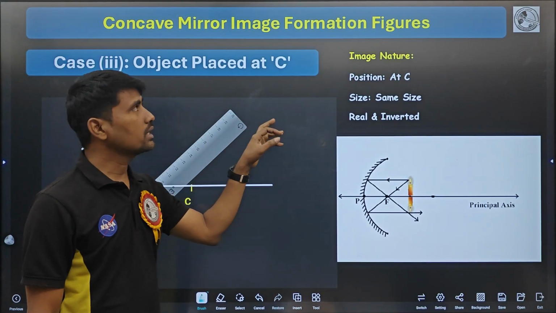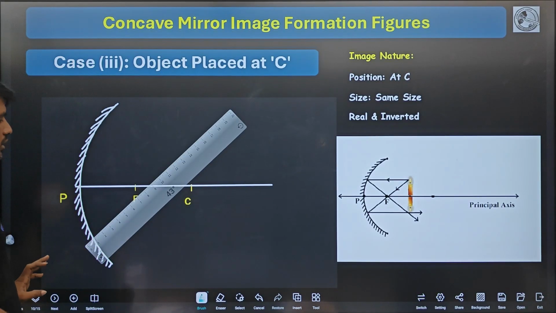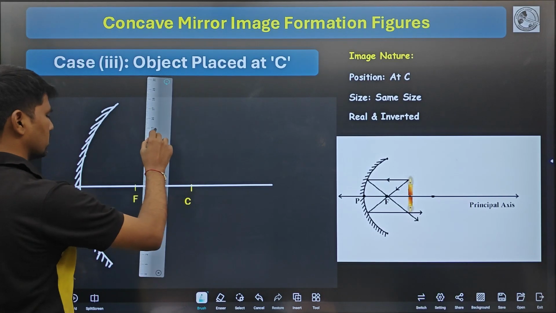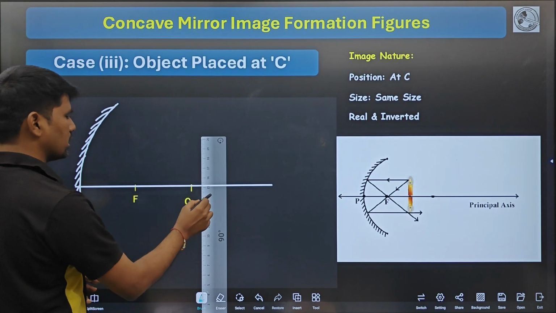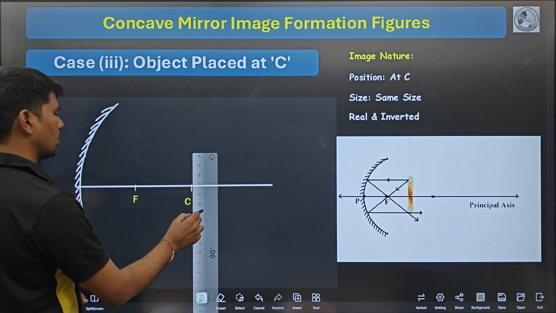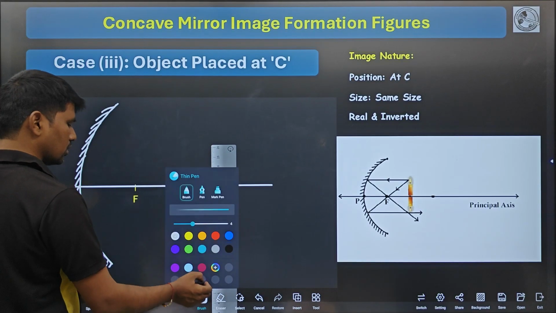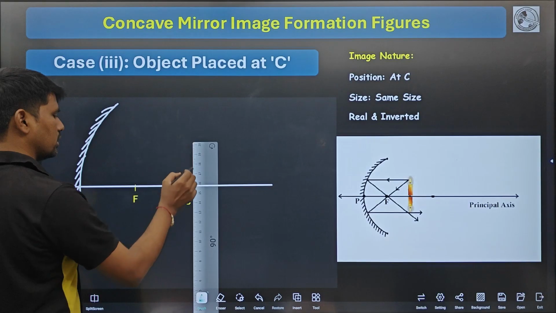Object placed at C. Concave mirror image formation figures. Here what we have to do? The object we have to take at the center, right? So I am taking the object just 2 centimeters distance, at the center.